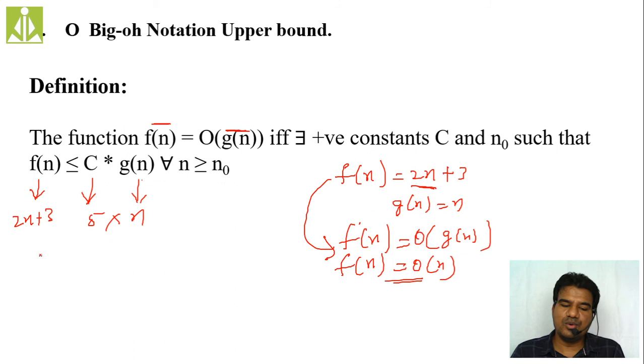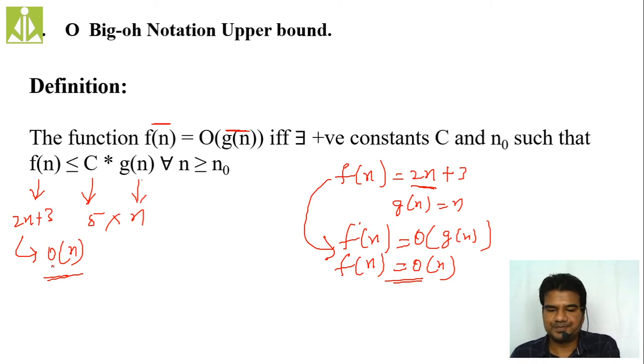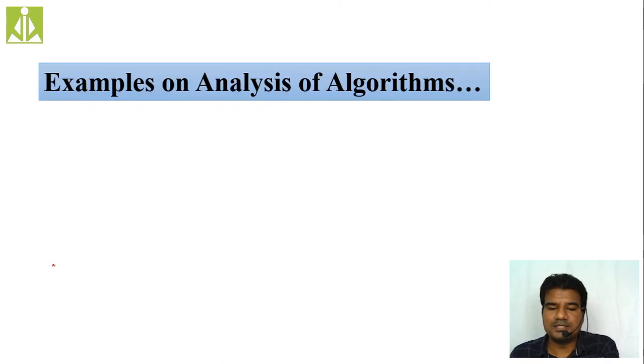We got it like this, so we are writing order of n, because our g of n is n only. After writing the orders, we do the comparison with our equation to check which algorithm is the best one and which algorithm is the worst one. Hope you got that. The next notation: why do we say upper bound?